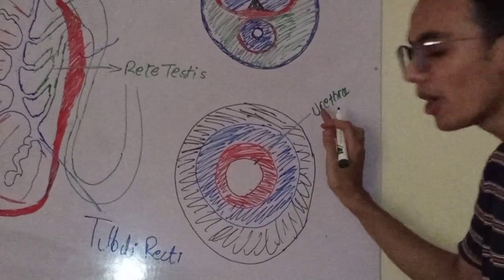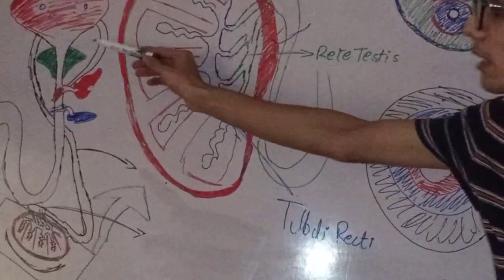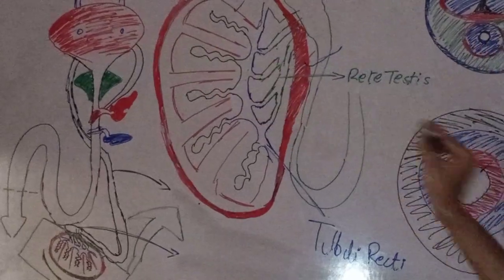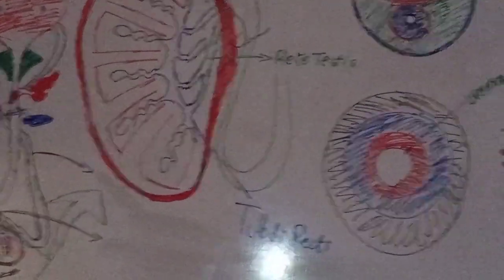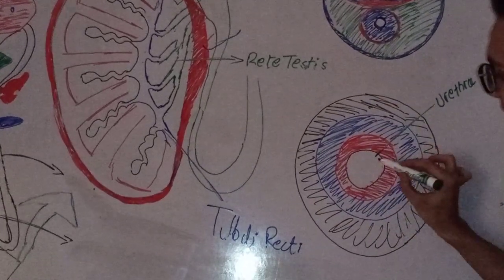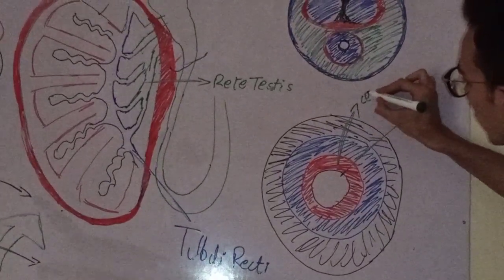This is the urethra, which is piercing the prostate gland. You are looking here at the urethra piercing the prostate gland. Now come to this structure, the prostate gland, which is pierced by the urethra. Then it is surrounded by a zone which is called the central zone.